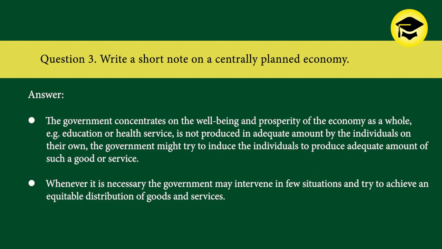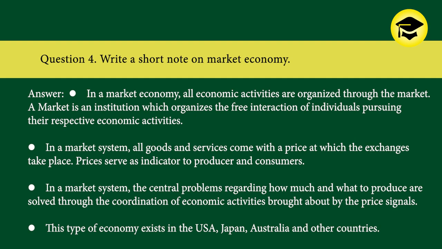The government concentrates on the well-being and prosperity of the economy as a whole, e.g. education or health service, is not produced in adequate amount by the individuals on their own. The government might try to induce the individuals to produce adequate amount of such a good or service. Whenever it is necessary, the government may intervene in few situations and try to achieve an equitable distribution of goods and services.